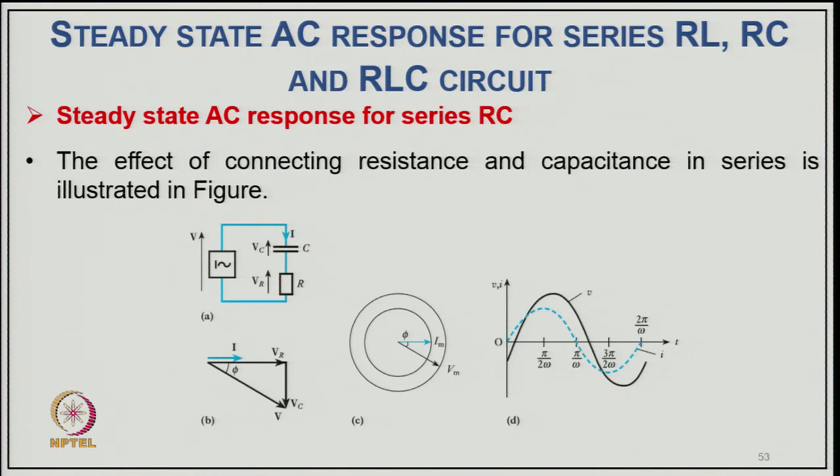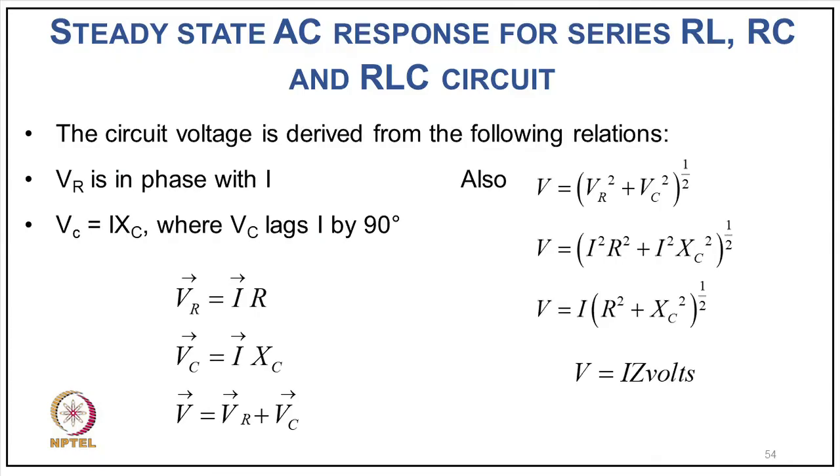So, now coming to the steady state analysis of the AC response for a series RC circuit. The effect of connecting a resistance and capacitance in series is illustrated here. We have an AC source with a resistance and capacitance connected in series, and here we have the current leading the voltage. You can see the resistance drop is in phase with the current, and the capacitive voltage drop is 90 degrees lagging the current, and the net voltage is also lagging the current, or the current is leading the voltage.